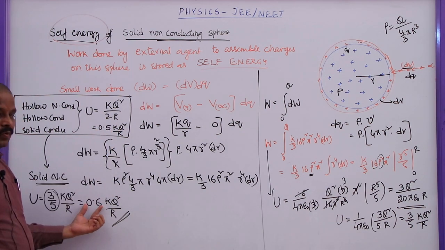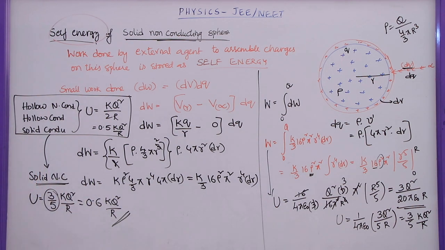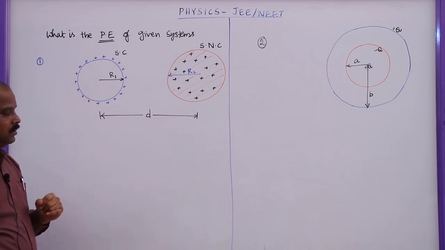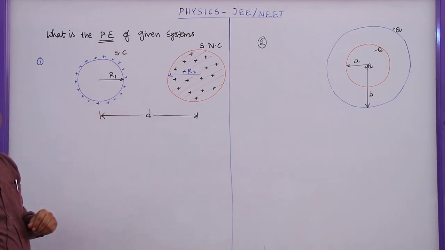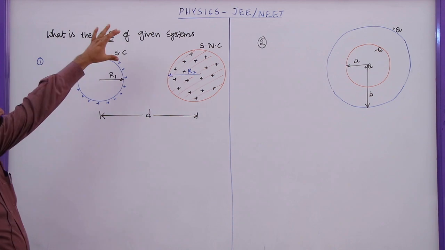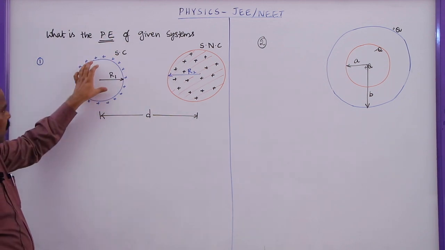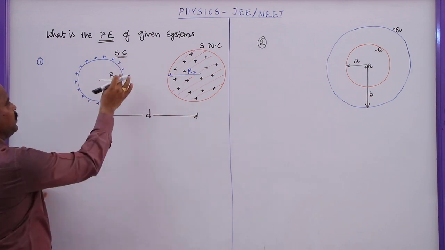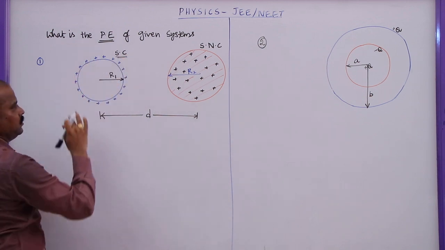But for a solid non-conducting sphere, this is 0.6 kq² by r. So based on the previous expressions, now we will solve two problems here. What is the potential energy of the given system? Here I have one solid conducting sphere. So when the charge is given, the charge will spread only on the outer surface.